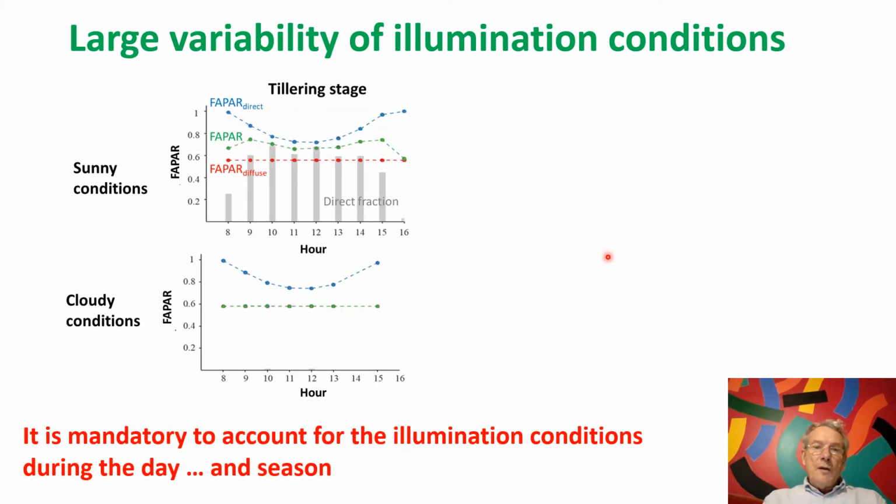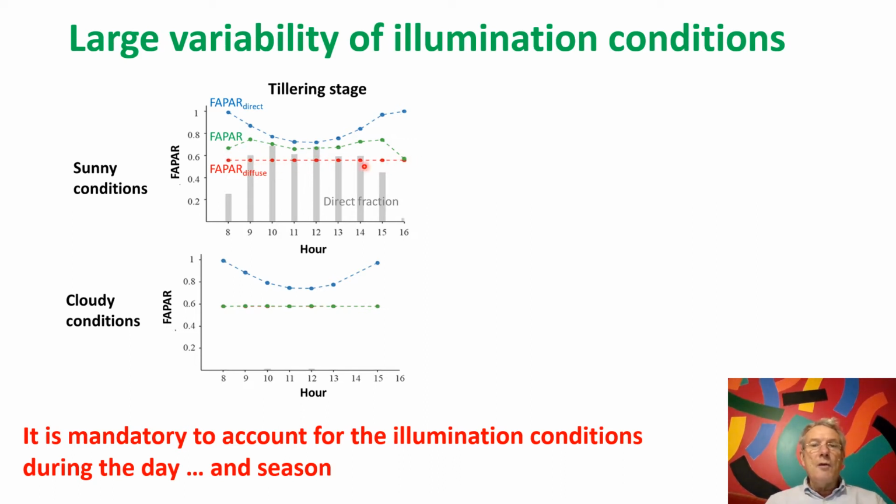Of course, there is a large variability of illumination conditions between days, but between locations as well, and also during the day. You have here, for wheat at the tillering stage, an example of the evolution of the fraction of absorbed radiation with its different components: the direct component, the contribution from the sun, and the diffuse component, which is here, of course, stable.